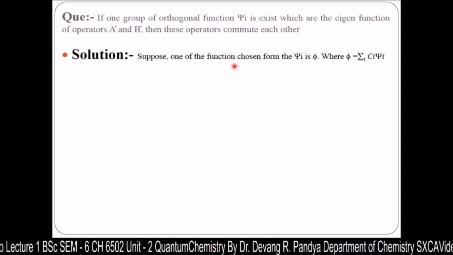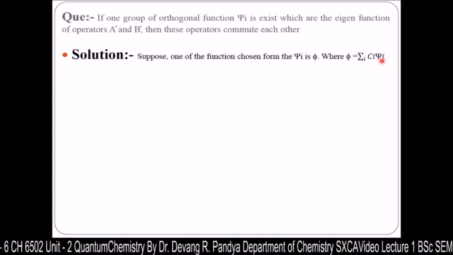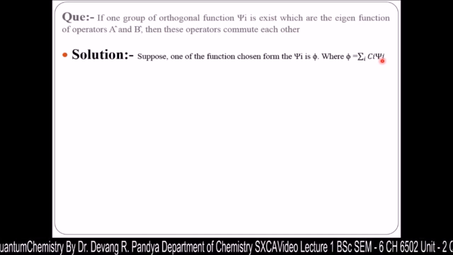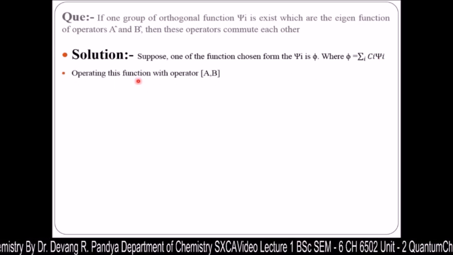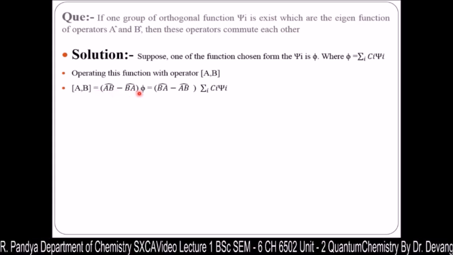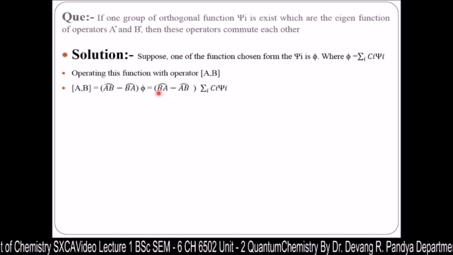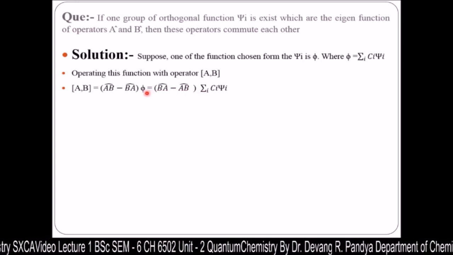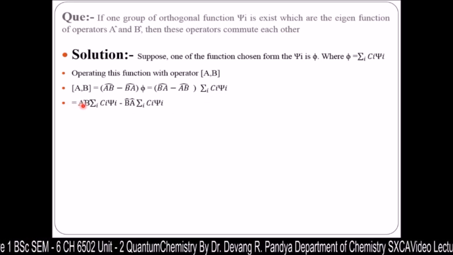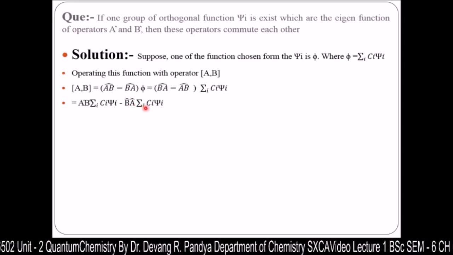Solution of theorem 4. Suppose one of the functions chosen from psi I is phi, where phi is equal to sigma I ci psi I. So it is a set of orthogonal functions psi I, a group of orthogonal functions psi I. Operating this function with operator A commute with B, AB minus BA on phi, where phi is the group sigma I ci psi I, is equal to BA minus AB, and we are going to substitute the value of phi over here, sigma I Ci psi I. So operator AB sigma I Ci psi I minus BA sigma I Ci psi I.